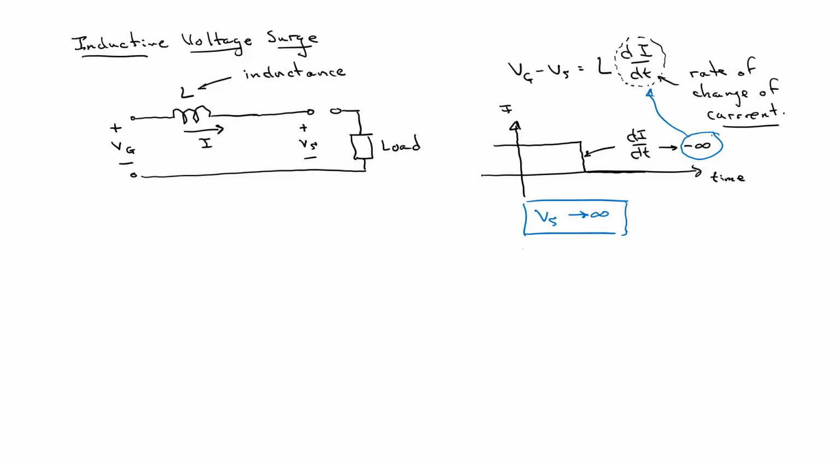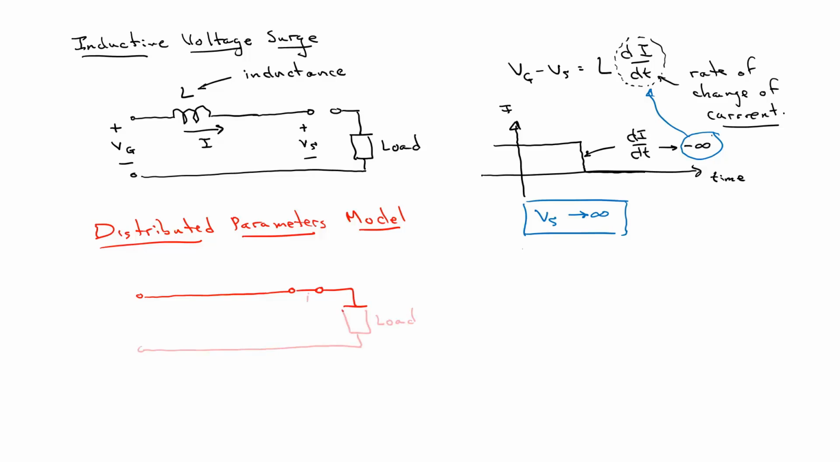Since that didn't work out, let's try a distributed parameters model. In this model, the current and voltage are functions of distance along the line, and the current isn't the same everywhere. With a distributed parameters model, I'll draw my circuit like this. There's still a long transmission line connected to the load through a switch.